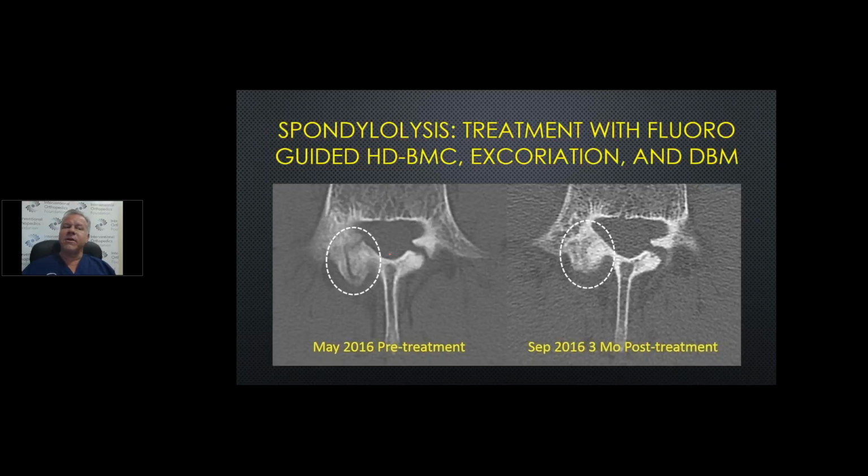Now, we've treated spondylolysis in a young man with HDBMC. HDBMC is high-dose BMC. It's not generally something that a machine can produce. It has to be produced in a lab because we get the levels much, much higher than you can get with a machine. But we used that plus demineralized bone matrix and excoriated this thing with a 15-gauge trocar, and you can see a pretty big difference here in just 3 months. Eventually, this was read out as completely healed by the reading radiologist.